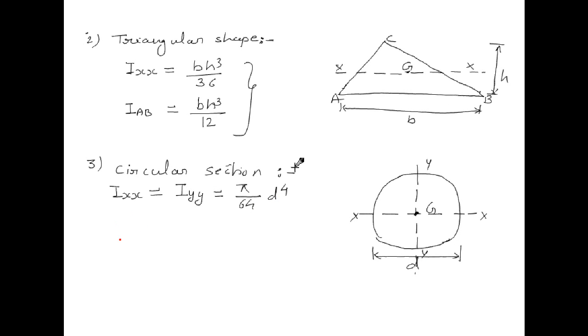Now the polar moment of inertia, or the moment of inertia about axis ZZ, the axis which is perpendicular to the plane and passing through the centroid G. So IZZ, according to the perpendicular axis theorem, is IXX plus IYY. We have IXX plus IYY for the circular section, so it is pi by 64 d to the power 4 plus pi by 64 d to the power 4. So it is pi by 32 d to the power 4.